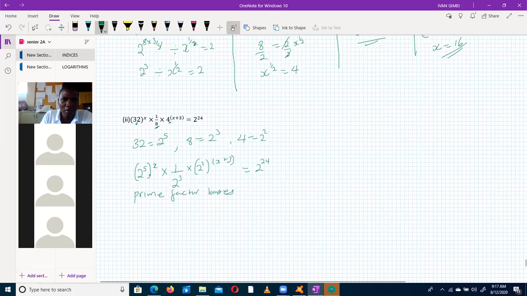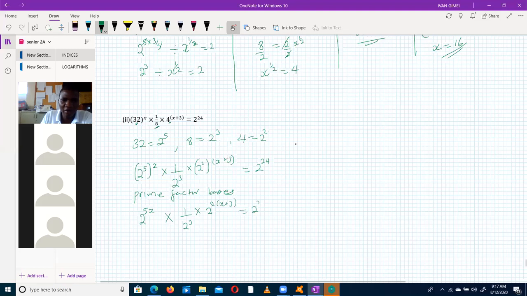So what we have here, the 5 and this will multiply, you have 2 to the power 5x times 1 out of 2 to the power 3. This will be times 2, this and this will multiply. We shall have 2 multiplying with x plus 3, equals to 2 to the power 24.